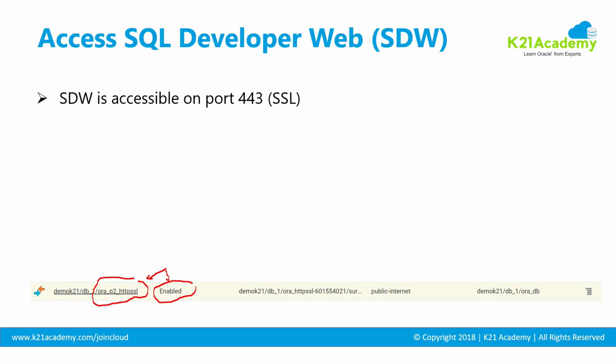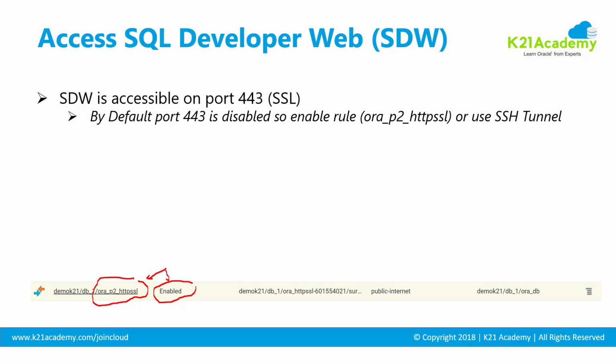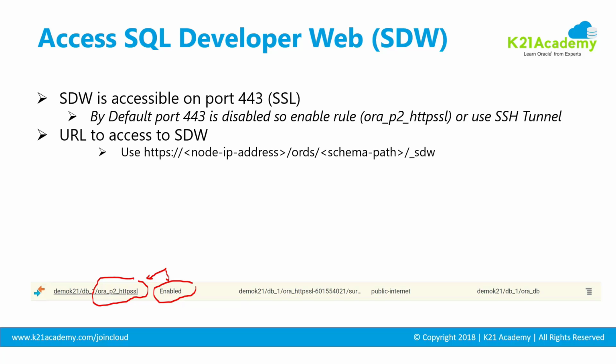the internet. Now, if you don't want to allow that for security reasons, you should not enable port 443, and you can alternatively use SSH tunneling. So you're going via port number 22 onto port 443. You're creating an SSH tunnel to access 443.